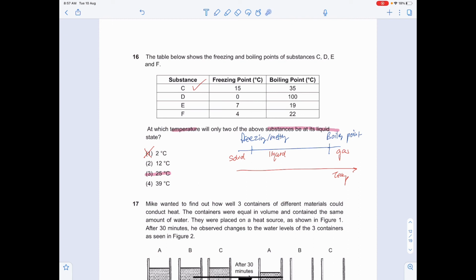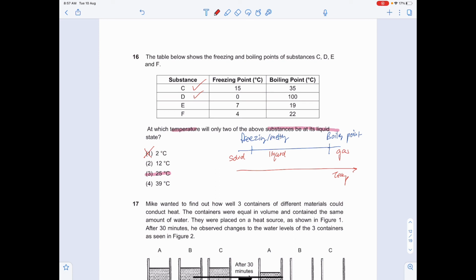Then after that, I take a look at D. Its freezing point is at 0. The temperature is at 25. So therefore, since 25 degrees is above the freezing or melting point, it is going to be a liquid. Now it will only boil at 100 degrees. So therefore, 25 degrees is not above boiling point, so it's going to stay a liquid. So this too is a yes.